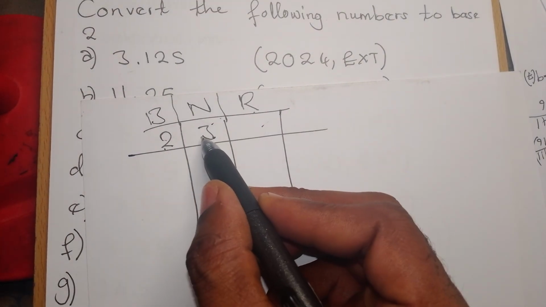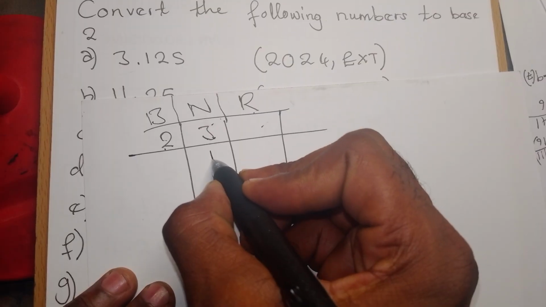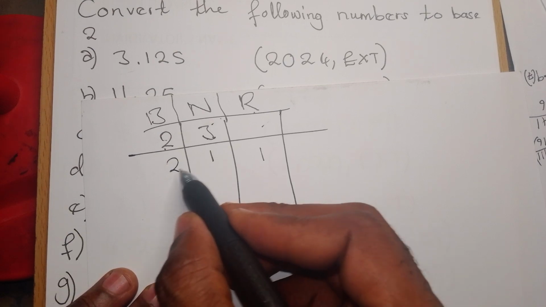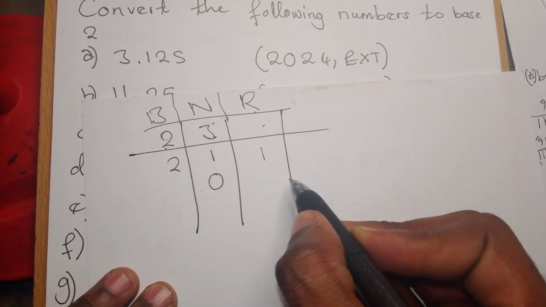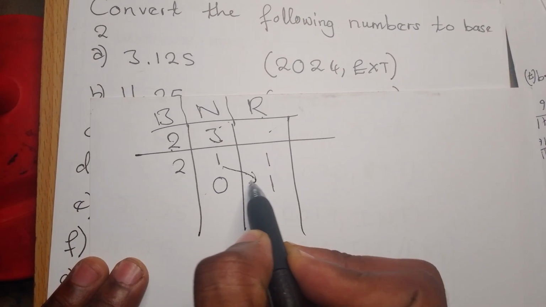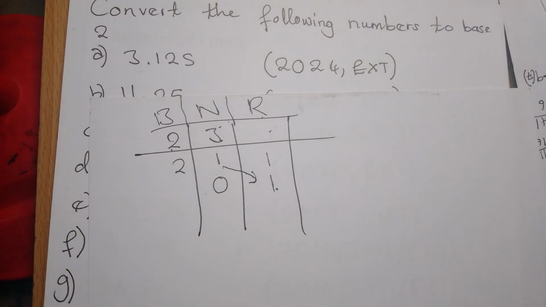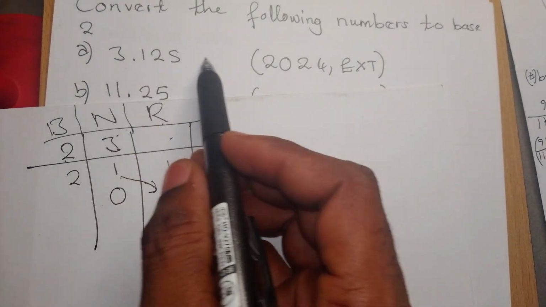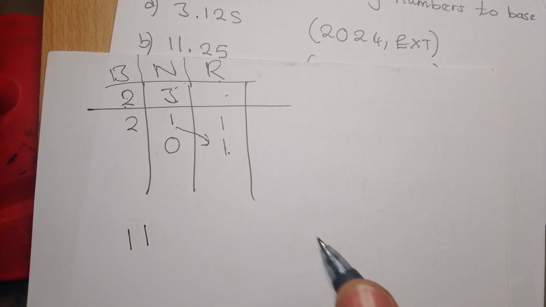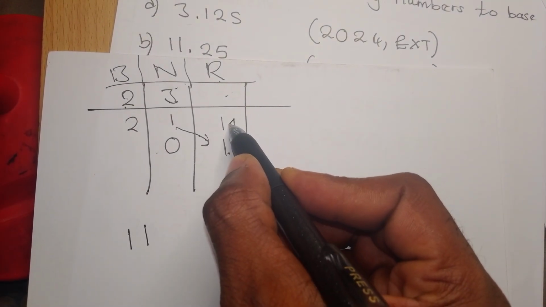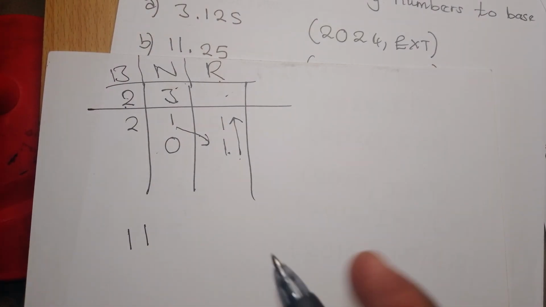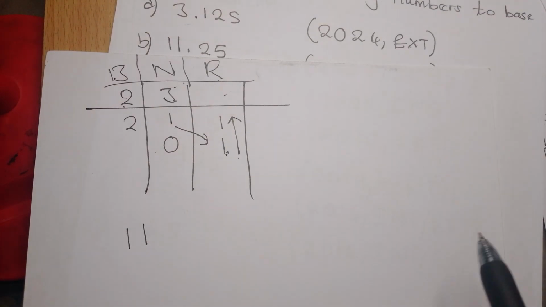So 2 into 3, this is 1, remainder 1, and then you divide again. 2 into 1, this is 0, remainder 1. If you don't want to do this, you can just put this 1 there, since you're just remaining with a 1. And the whole number part answer here is 11. You read the remainders starting from here going upwards like that. So this is 1 and then 1.